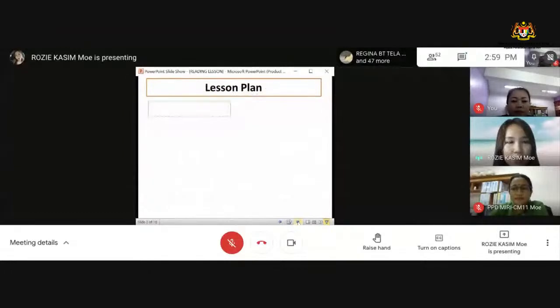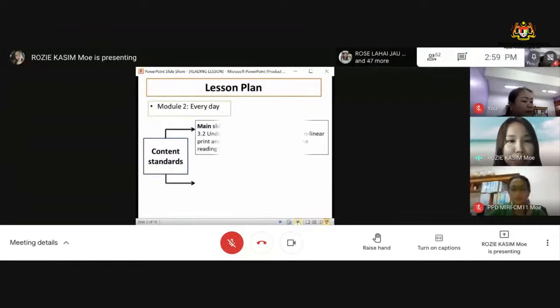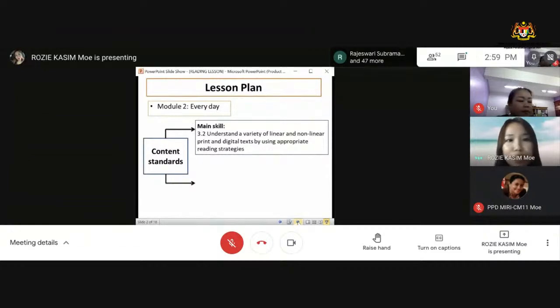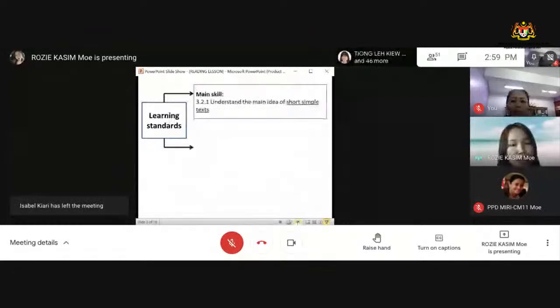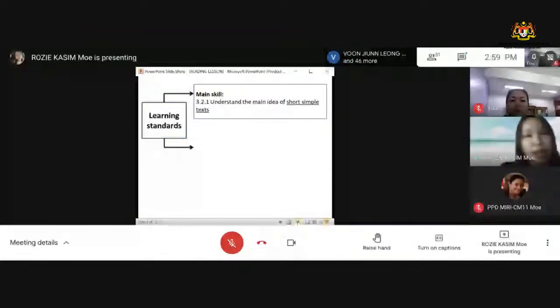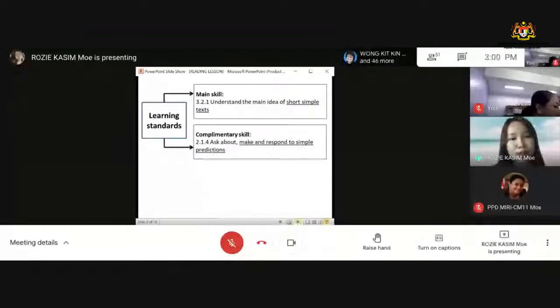Okay, so the module for my lesson is Everyday English, Year 3, Module 2. The content standard for my lesson is 3.2 for reading skills: understand a variety of linear and non-linear print and digital text by using appropriate reading strategies. The complementary skill is speaking skills: communicate simple information intelligibly. For the learning standards, the main skill is 3.2.1, understand the main idea of short, simple text. The complementary skill is 2.1.4, ask about, make and respond to simple predictions.